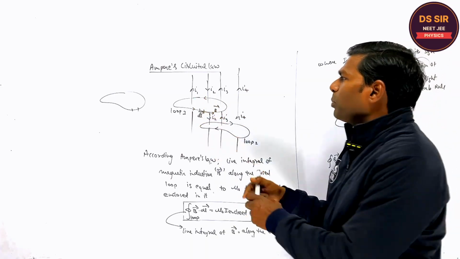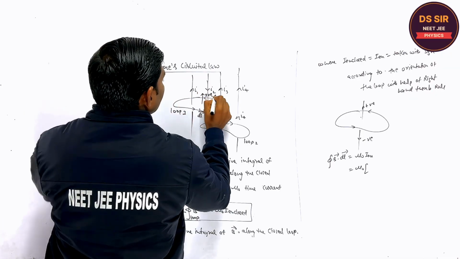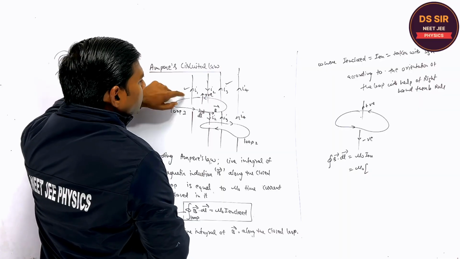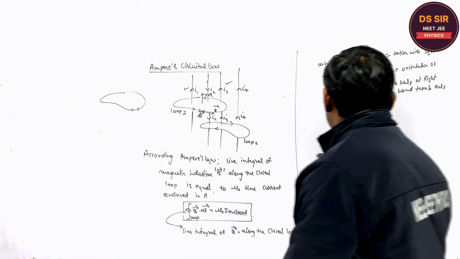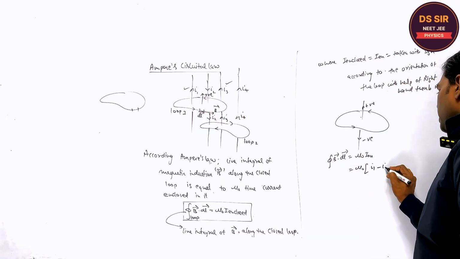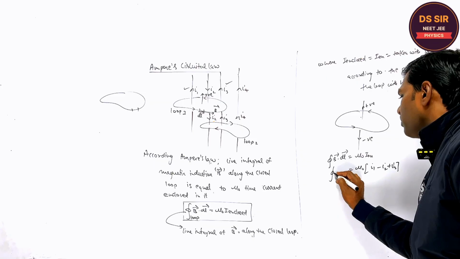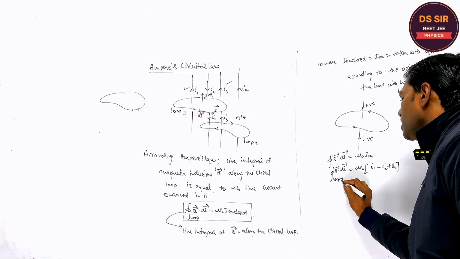So it is the positive direction. I1 and I3 are taken with positive direction, while I2 is in the downward direction. So I1 minus I2 plus I3. This is the line integral of B dot dl for loop 1. Is it clear or not, you tell?